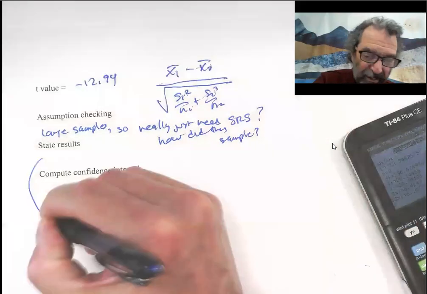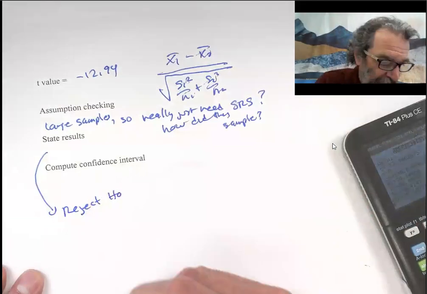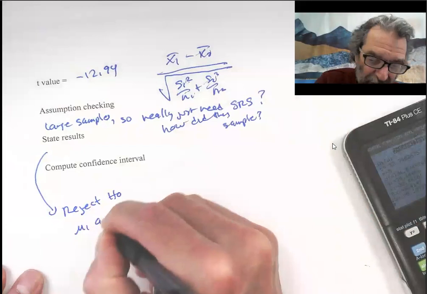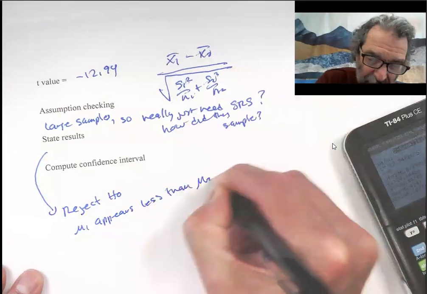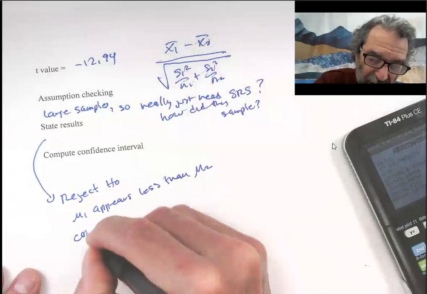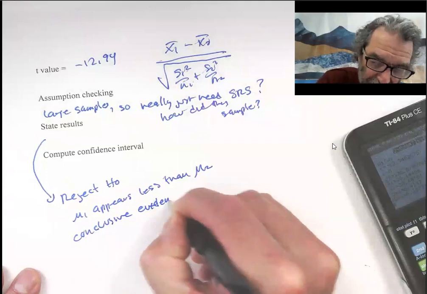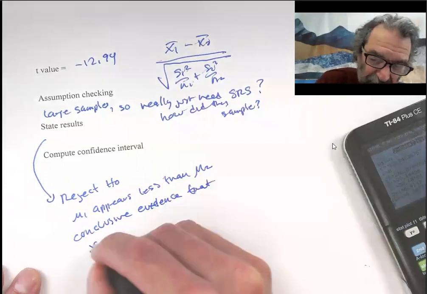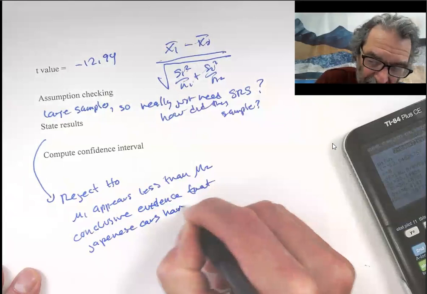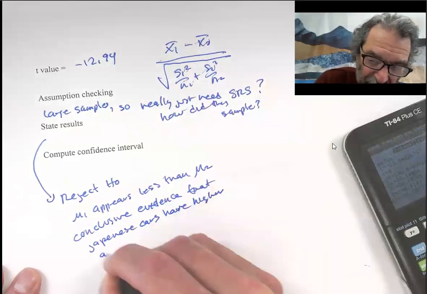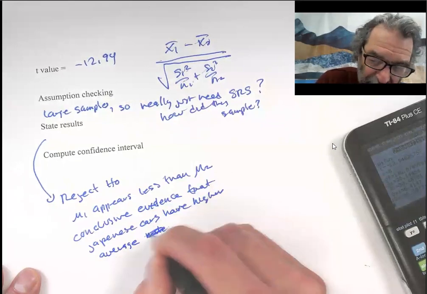State the results. We would say reject H0. Mu1 appears less than mu2, conclusive or strong evidence that the Japanese cars have higher average mileage, miles per gallon, I guess we call mileage miles per gallon, like that.